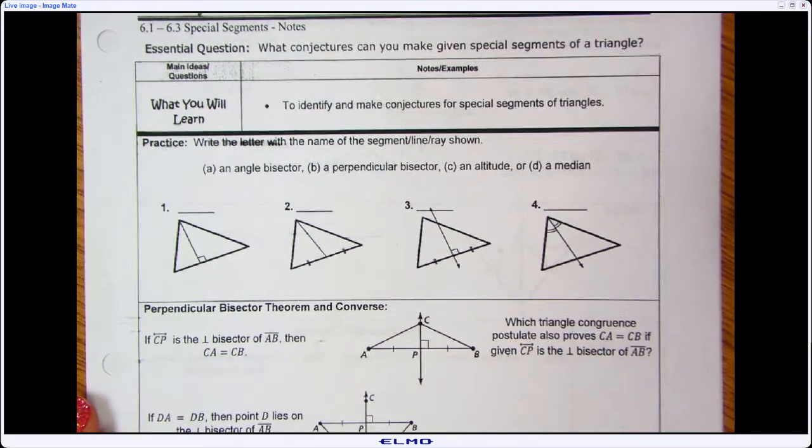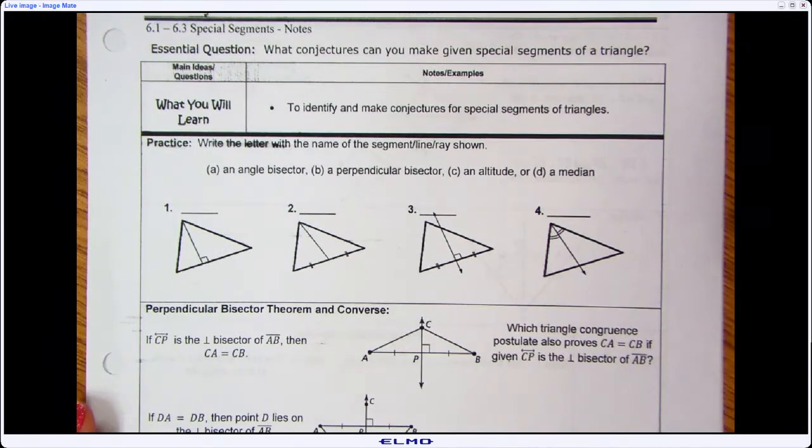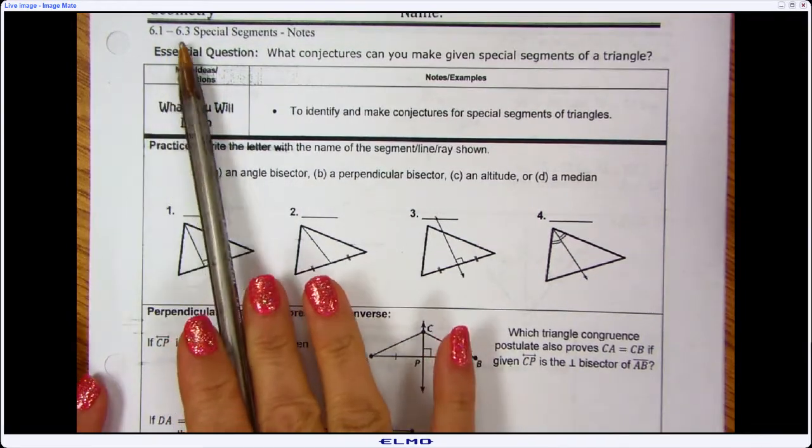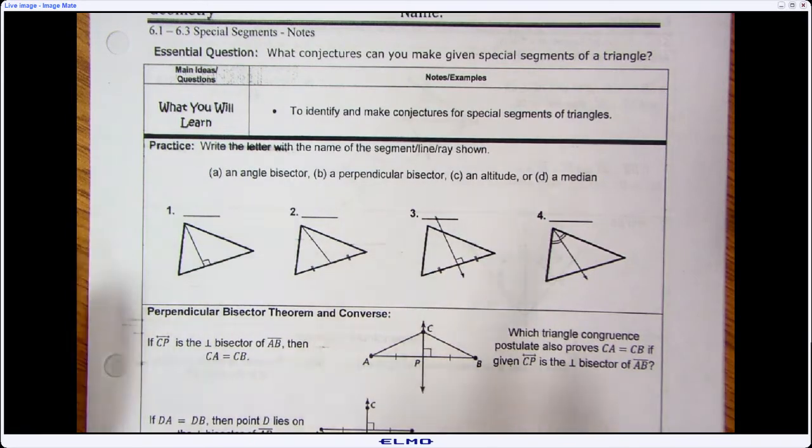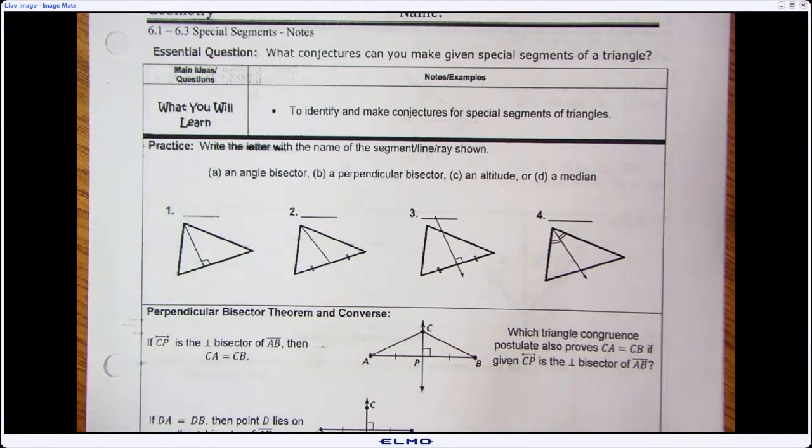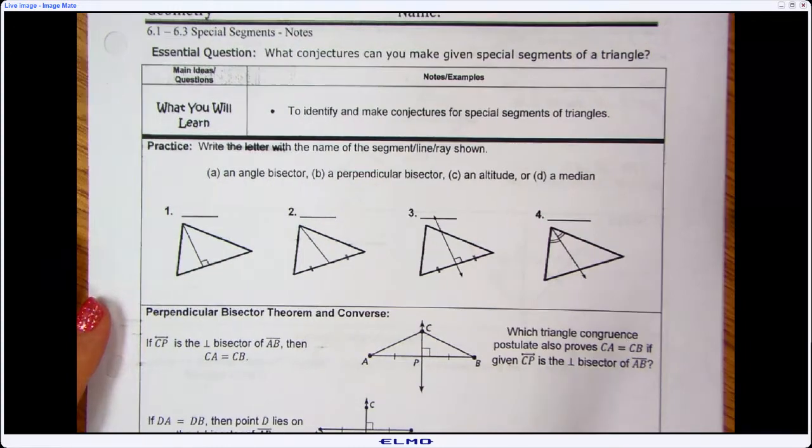So we're starting chapter 6. We're going to pull in some things from what we did before Christmas break a little bit. So first of all, we're doing 6-1, 2, and 3. We're kind of spending 3 days on it, so it's going to be a little mixture of a lot. But today we're just going to focus on perpendicular bisectors and angle bisectors.